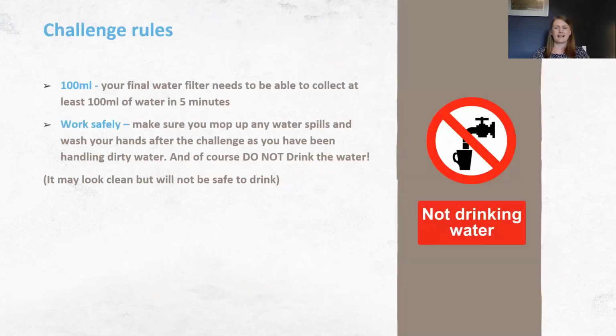Now, when we're thinking about the challenge, there are some rules. By the end of the challenge, you will get 5 minutes, and the idea is to be able to collect at least 100 millilitres of cleaner water. You need to work safely while you're doing the challenge. Very important, hand washing, but also not drinking the water. It may look cleaner, but it definitely won't be safe to drink.